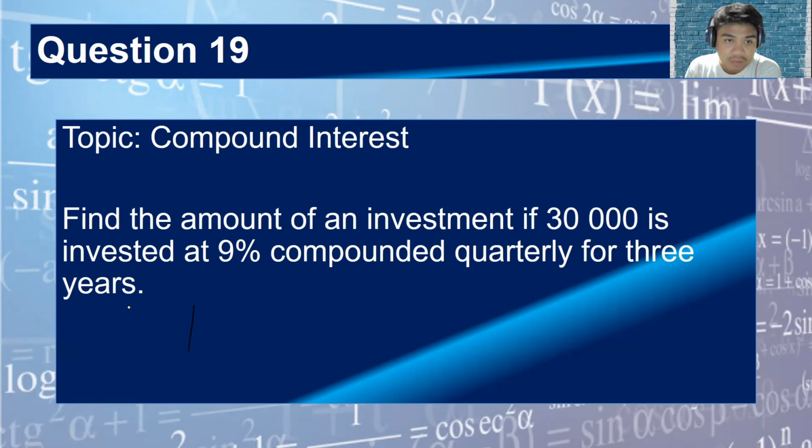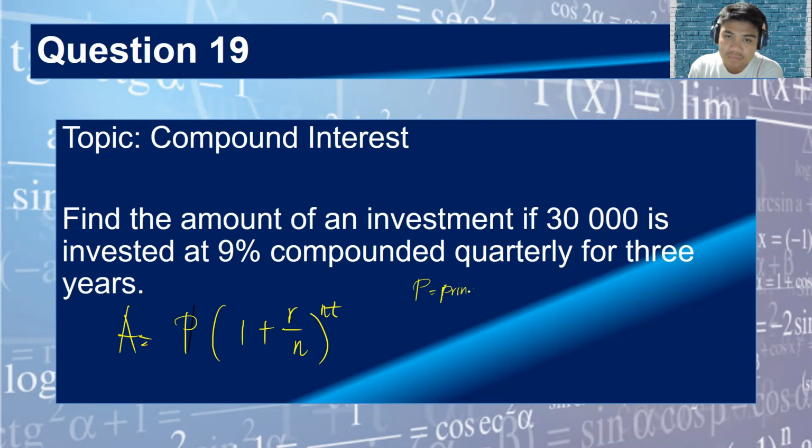Okay, we have the total accrued amount is equal to principal times 1 plus rate over n raised to the power of nt. So P is the principal amount, R is rate, N is the number of times compounded per year, and then we have T, time.